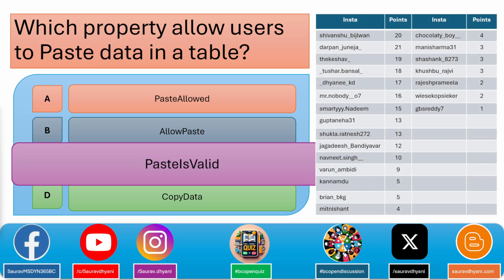Now Shivanshu is again not up, but I missed the sequence. Darpan is still on the top with 21 points. Shivanshu is on 20. Keshav, Tushar, Dhyanikeri, and Mr. Nobody is still trying to do a catch up. Let's see if that changes.